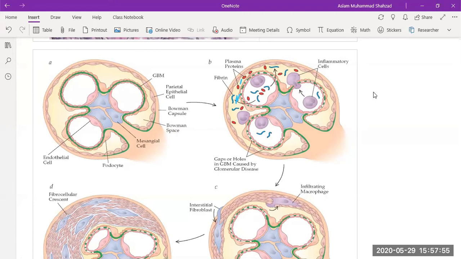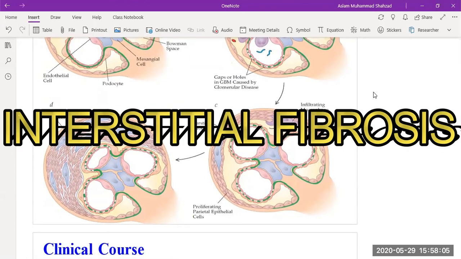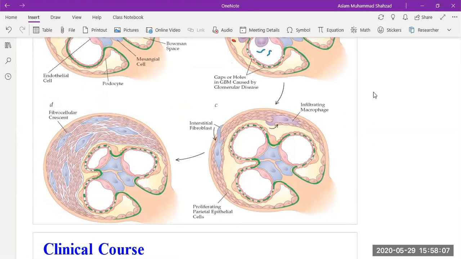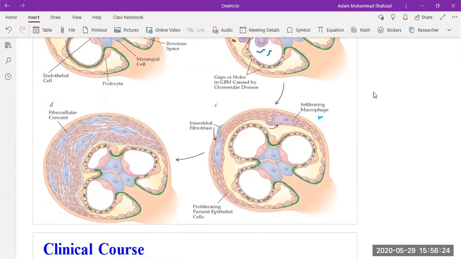Then if you take a look further in section C, there will be interstitial fibrosis along with infiltrating macrophages, and the fibroblasts will be formed, and then proliferating parietal epithelial cells. Further on, they will make the fibrocellular crescent that contains fibrin, macrophages, and then the proliferating epithelial cells will be found.